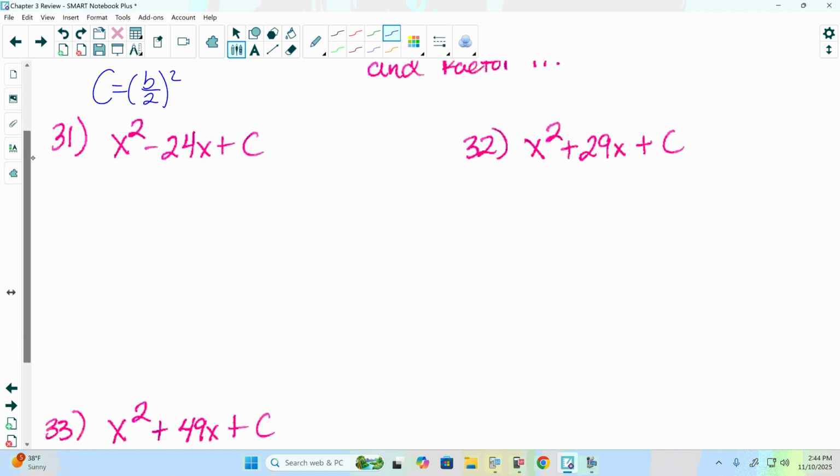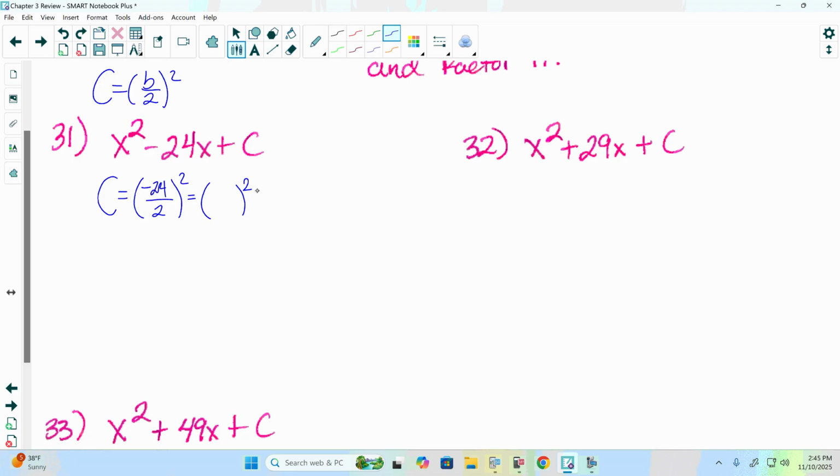Perfect square trinomial. We want to find the value of c that will make it a perfect square trinomial so that we can rewrite it as a single set of parentheses being squared. So here, c is equal to b over 2 squared. So looking at 31, x squared minus 24x plus c, what's the value of b? Negative 24.